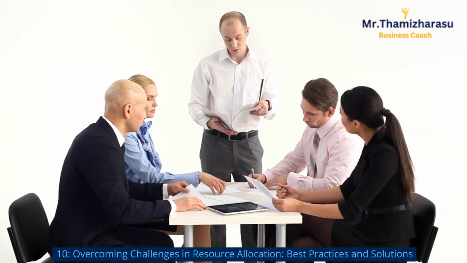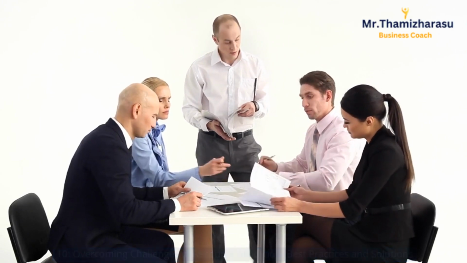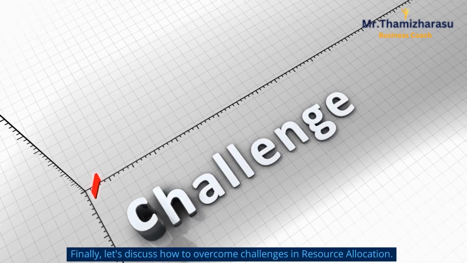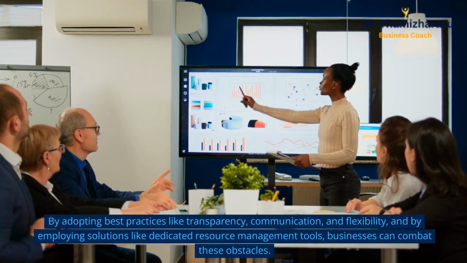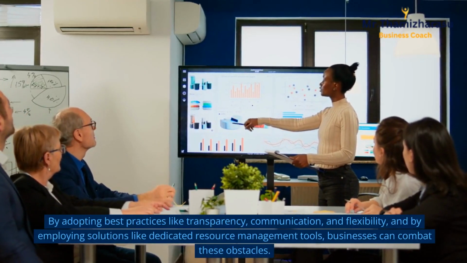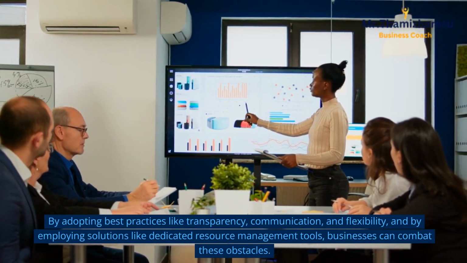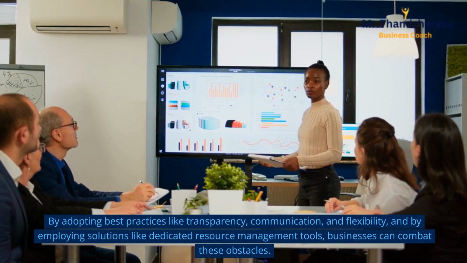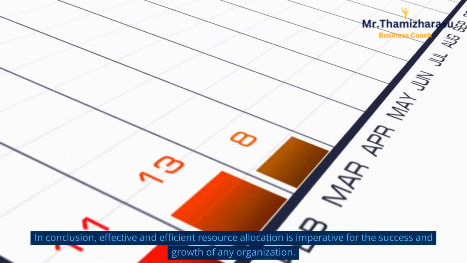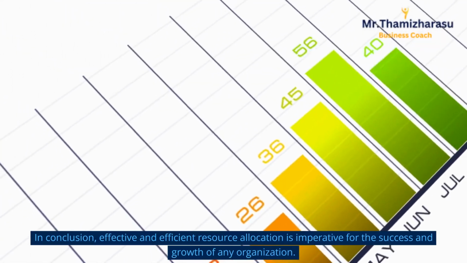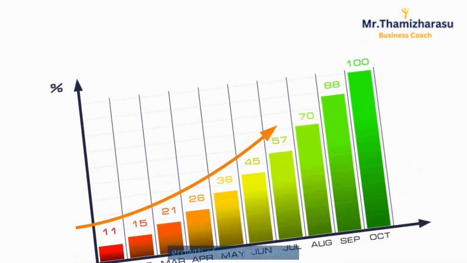10. Overcoming challenges in resource allocation, best practices and solutions. Finally, let's discuss how to overcome challenges in resource allocation. By adopting best practices like transparency, communication, and flexibility, and by employing solutions like dedicated resource management tools, businesses can combat these obstacles. In conclusion, effective and efficient resource allocation is imperative for the success and growth of any organization.